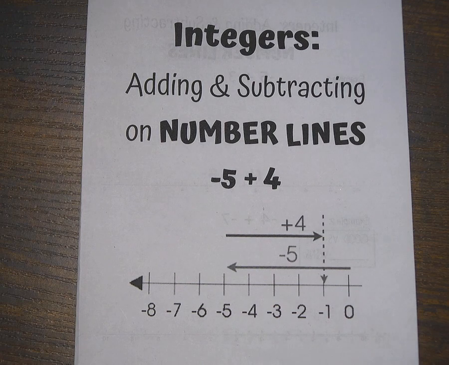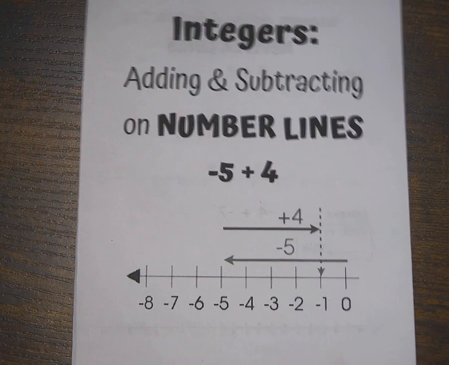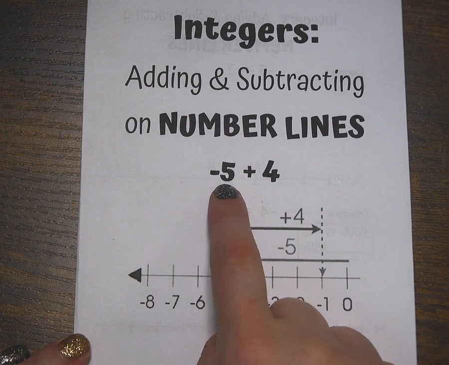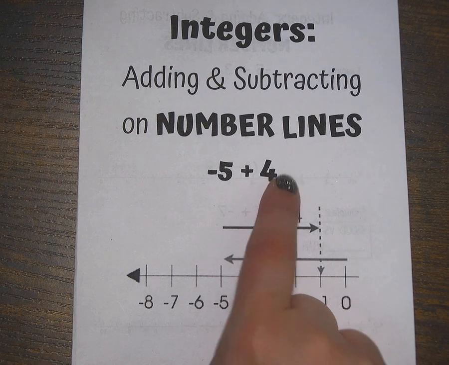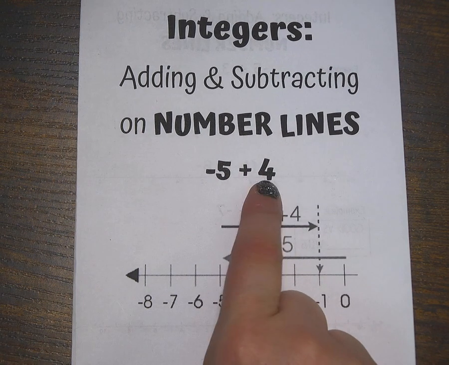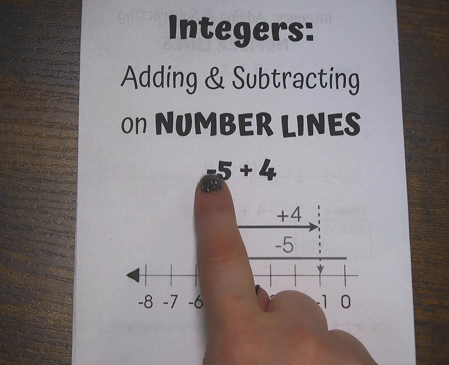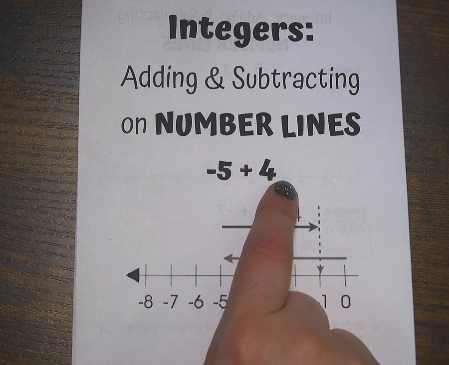All right, guys, today we're going to talk about integers with adding and subtracting on number lines. So this is kind of what it's going to look like. They're going to give you an expression like this. Expressions don't have equal signs. So you can see there's no equal sign here. We just have a -5 plus a 4.